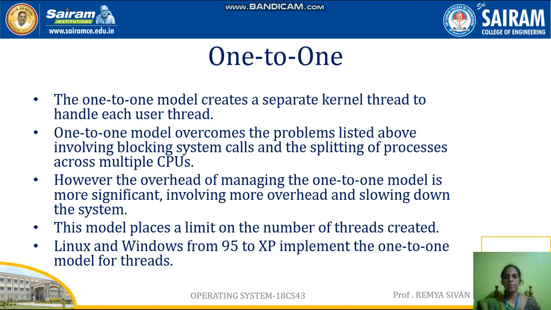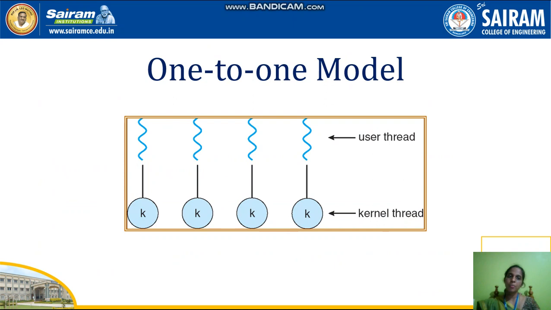So the one-to-one model overcomes the problem listed above involving the blocking system call and the splitting of a process across multiple CPUs. However, the overhead of managing the one-to-one model is more significant, involving more overhead and slowing down the system. This model places a limit on the number of threads created, because if you are creating n number of user threads, that many kernel threads should be created.